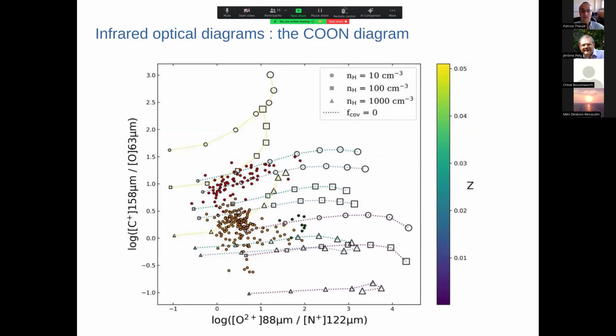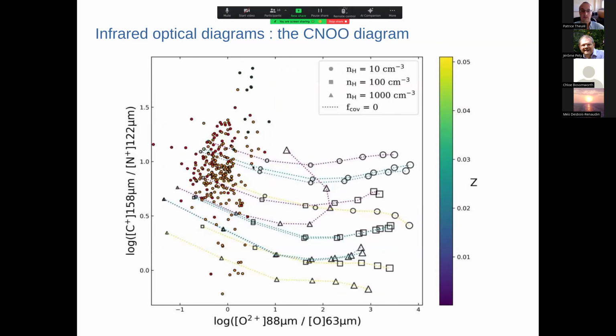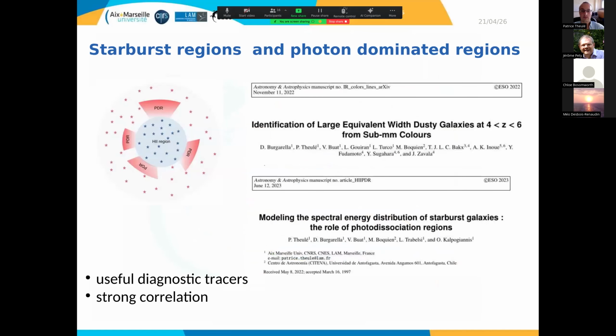One alternative is to use an optical diagram. An optical diagram is a line ratio versus a line ratio, so you can see the trend as a function of the different parameters. Depending on the position of the galaxy on this diagram, you can have an idea of the value of the parameters. And because of the correlation, you better have different diagrams. As a conclusion, we isolated useful tracers to derive the parameters.